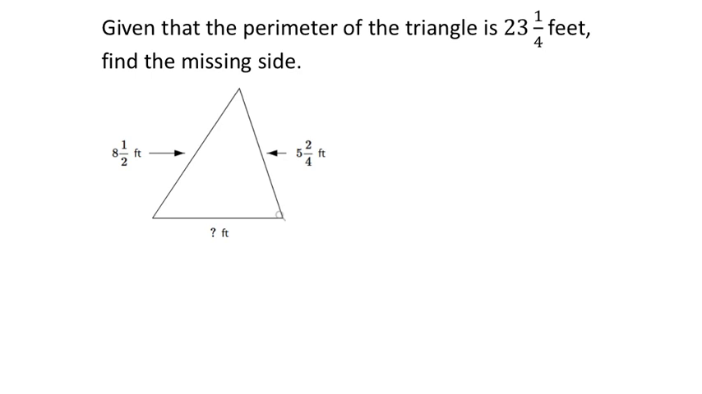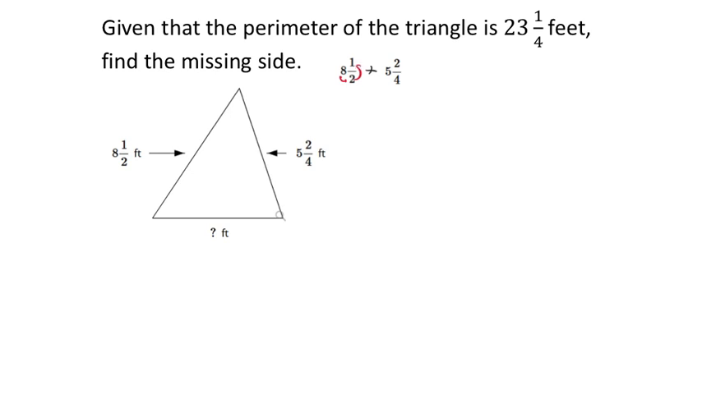Now, what would happen is we would usually add all 3 sides together, but we only have 2 sides to add together. So that's what we're going to do. We're going to take the 8 1/2 feet and the 5 2/4 feet, which, you may not have noticed, but the 2/4 can be simplified into 1/2. Okay, so we're adding these 2 fractions together. Now, there's other information. We'll get there. But these are the 2 sides of the triangle that we know. So let's change these into improper fractions.